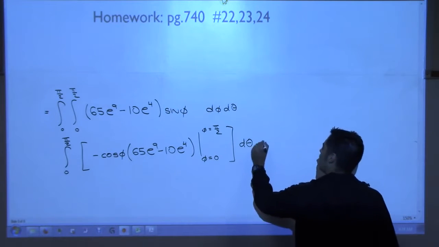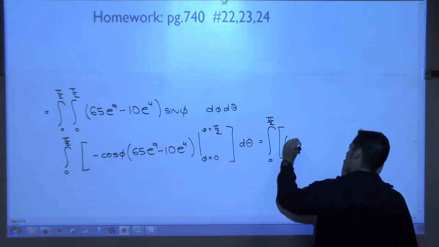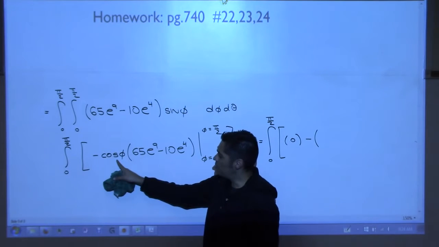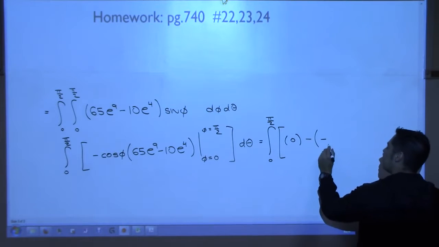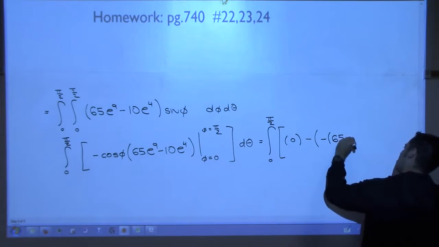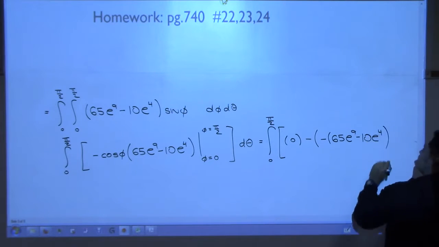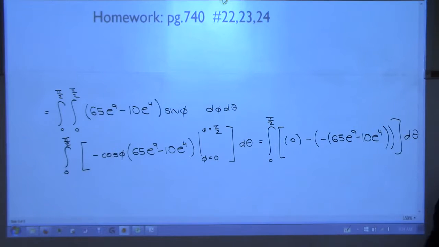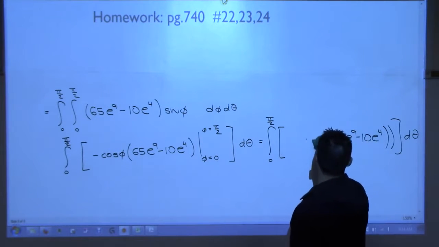And then we plug in 0. So I'm getting 0 when I plug in pi over 2 minus, now let's plug in 0. Cosine of 0 is 1, but then it's negative. So it'll be negative 65 e to the ninth minus 10 e to the 4th, and then I'm going to integrate that with respect to theta. All that happens here is that this minus and minus become a plus. The 0 doesn't matter.